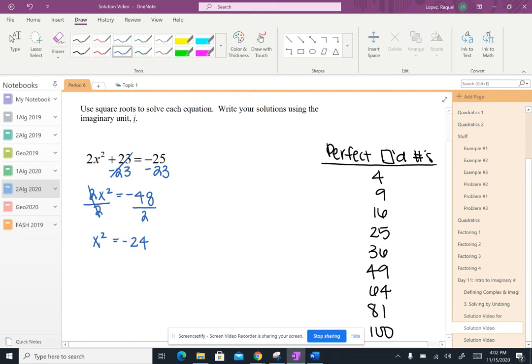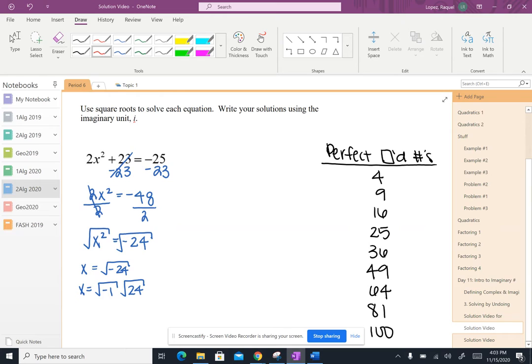Okay, and then our last and final step is to take the square root of both sides of the equation, and I'm left with x equals the square root of negative 24. Okay, so now the next thing we want to do is incorporate our imaginary numbers and break down that square root of 24. So I have x equals the square root of negative 1 times the square root of 24. And then I want to break down the square root of 24 as much as I can.